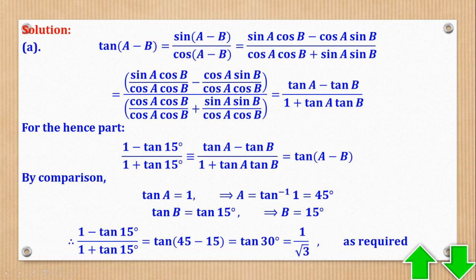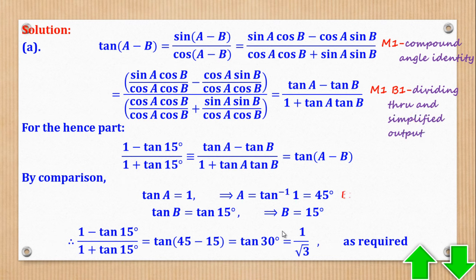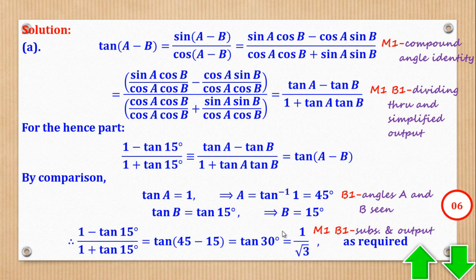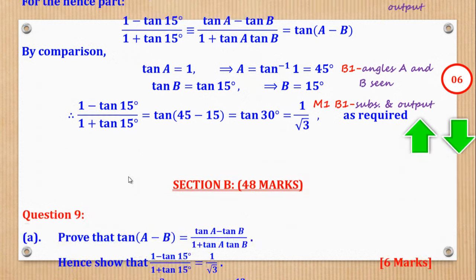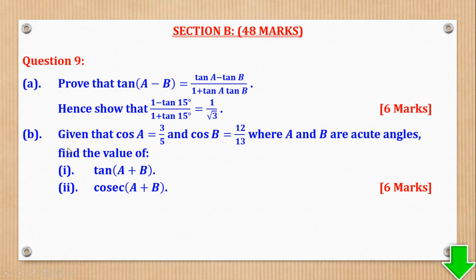That was part A. What about part B? So before I go to part B, let's see the marks for this slide. So that had 6 marks. Let's go to part B now. Part B says, given that cos A is this, cos B is that, and where A and B are acute. Find the values of this and this.